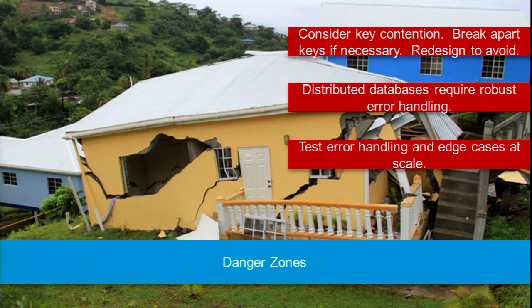Distributed databases require robust error handling. This was the main point of technical debt we had, was that we were coming from a local in-memory database. A write was guaranteed to succeed, a read was guaranteed to succeed. We didn't have much error handling in our code around those, and that was something that we had to add in and take care of to catch up.